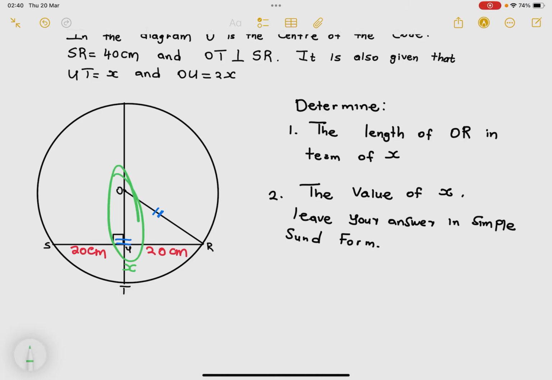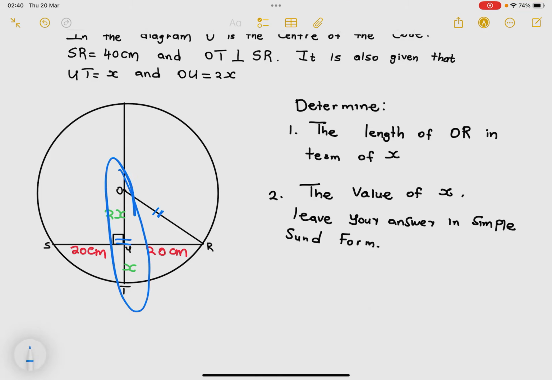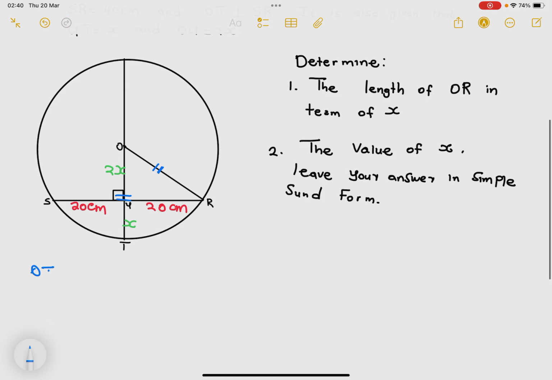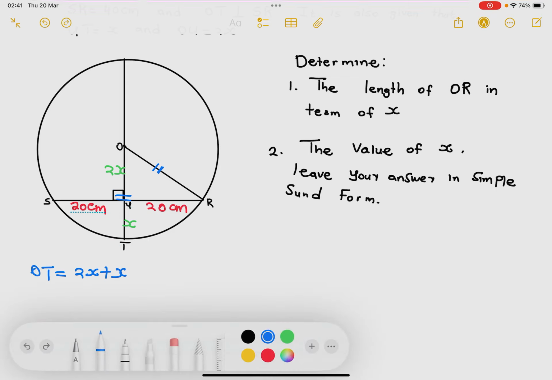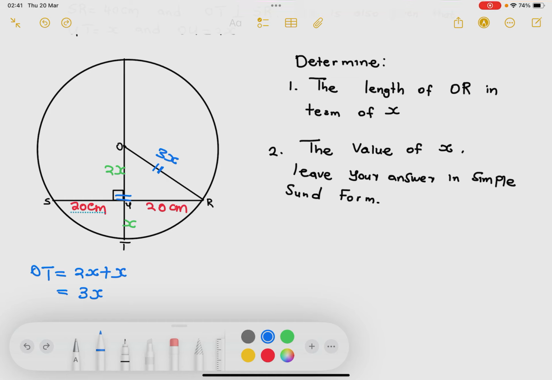We are being told that UT equals X and OU equals 2X. So OU, this is OU basically, equals 2X. So what do we realize? We realize that this entire side OT is basically 2X plus X, and that gives you 3X. So same as OR here, OR is also 3X. The reason is that these two sides are equal because they are both radii.